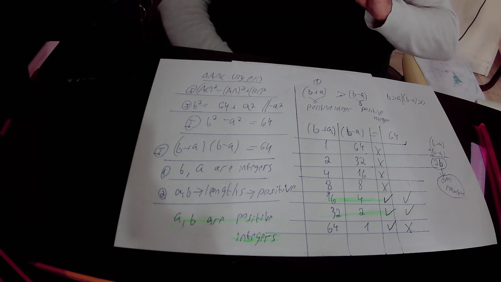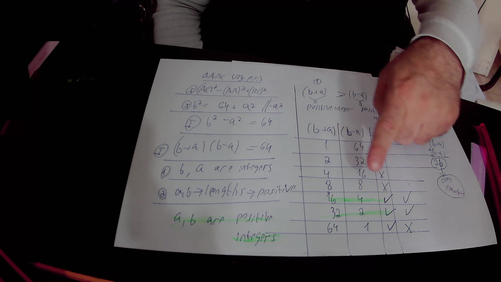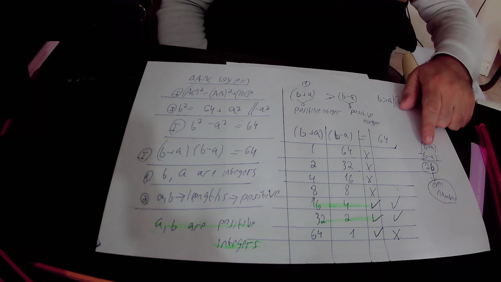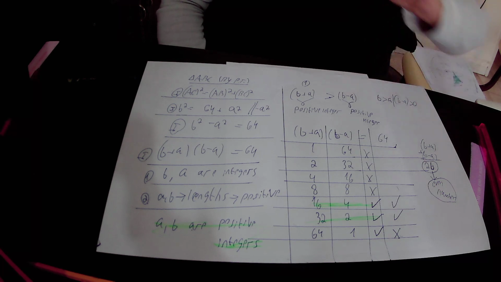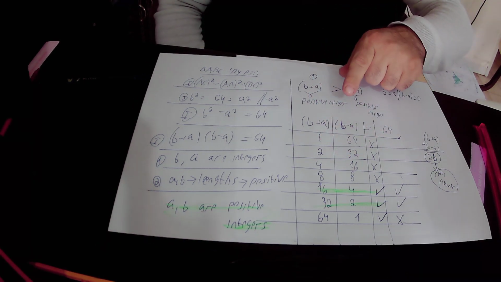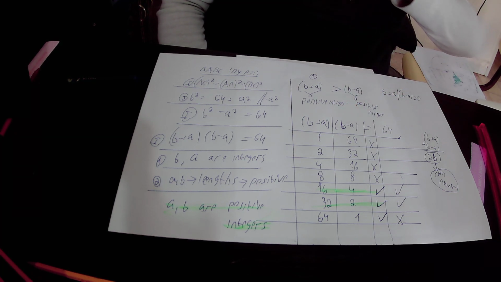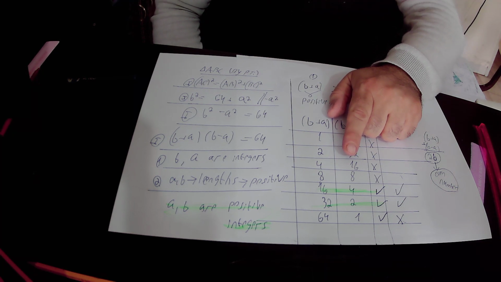Otherwise it is not a good answer. If we don't get an even number by adding the two numbers together, it is not a good solution, because when we add the two numbers together, b plus a plus b minus a must be an even number. So we add the two numbers together to check if they are even numbers or not.